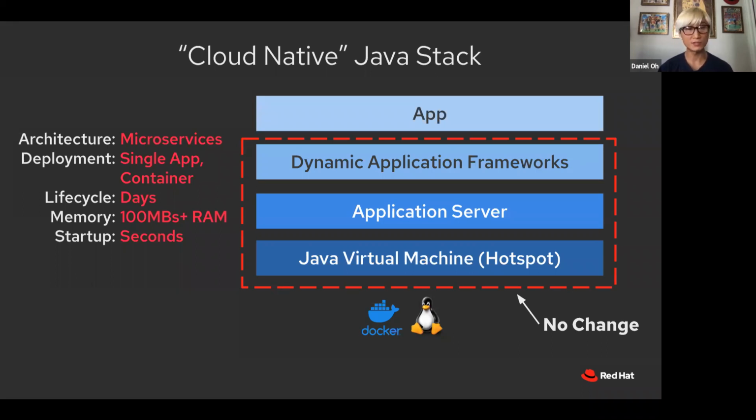And the memory footprint is pretty much less than like 100, 200, 300 megabytes, and then you just need a few seconds to start up your application. But the problem is, as you see, the centerpiece of this architecture, the dynamic application framework and app server on top of the JVM, is totally the same thing in your Java space.